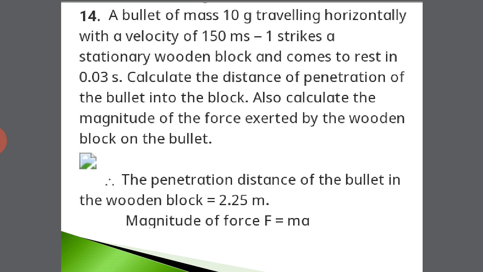We need to find out distance. We are given the velocity as well as the time. So using the formula velocity v is equal to s by t, we need to find out s, then we can find out the penetration distance easily, and then force can be calculated. The 10 gram mass is given there, convert this into kilogram, and we are given velocity and time also. We can find out acceleration with the help of that, and then putting the value of mass as well as acceleration we can easily find out force.